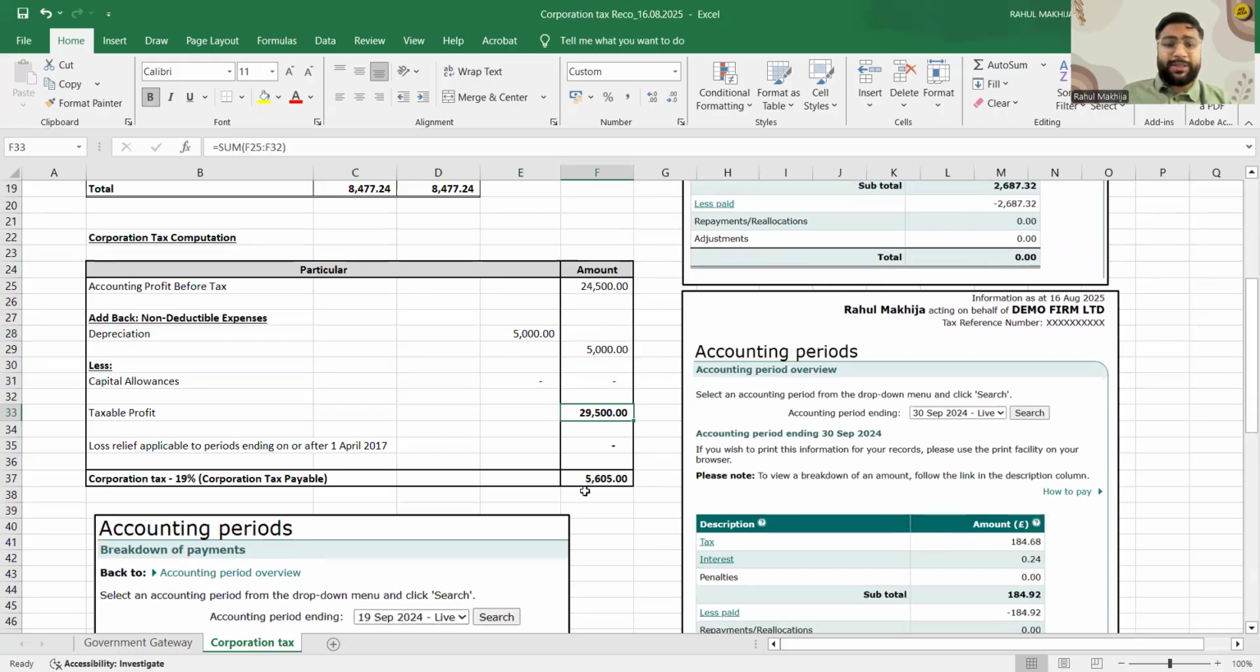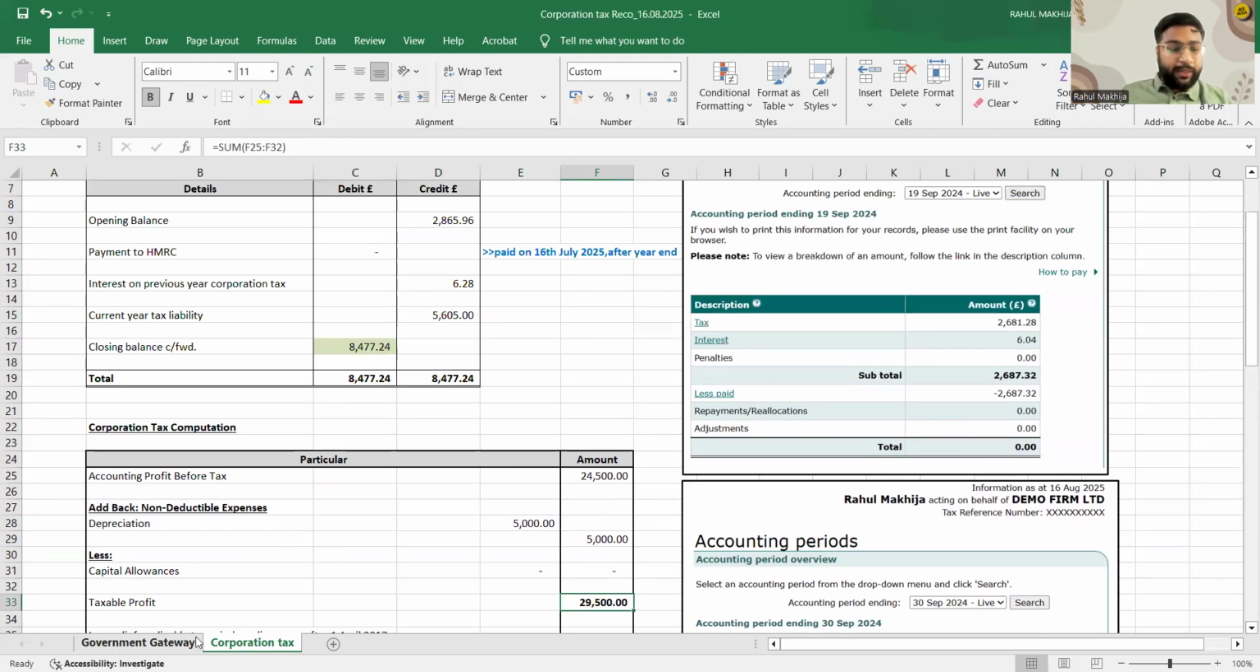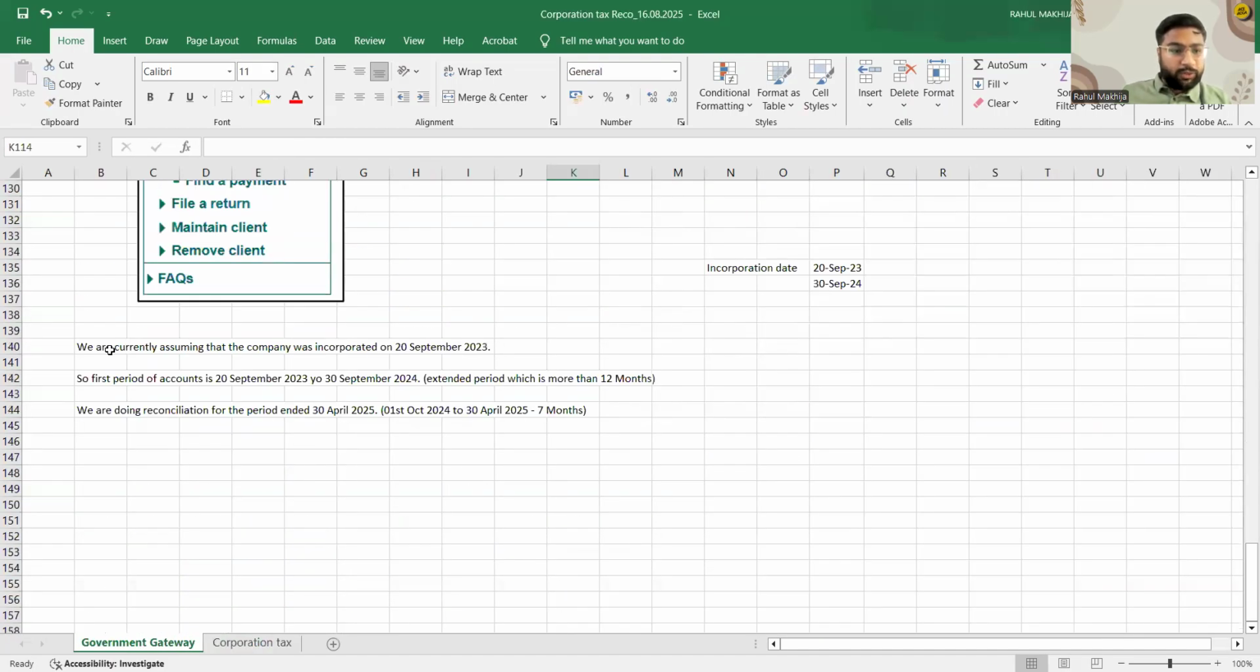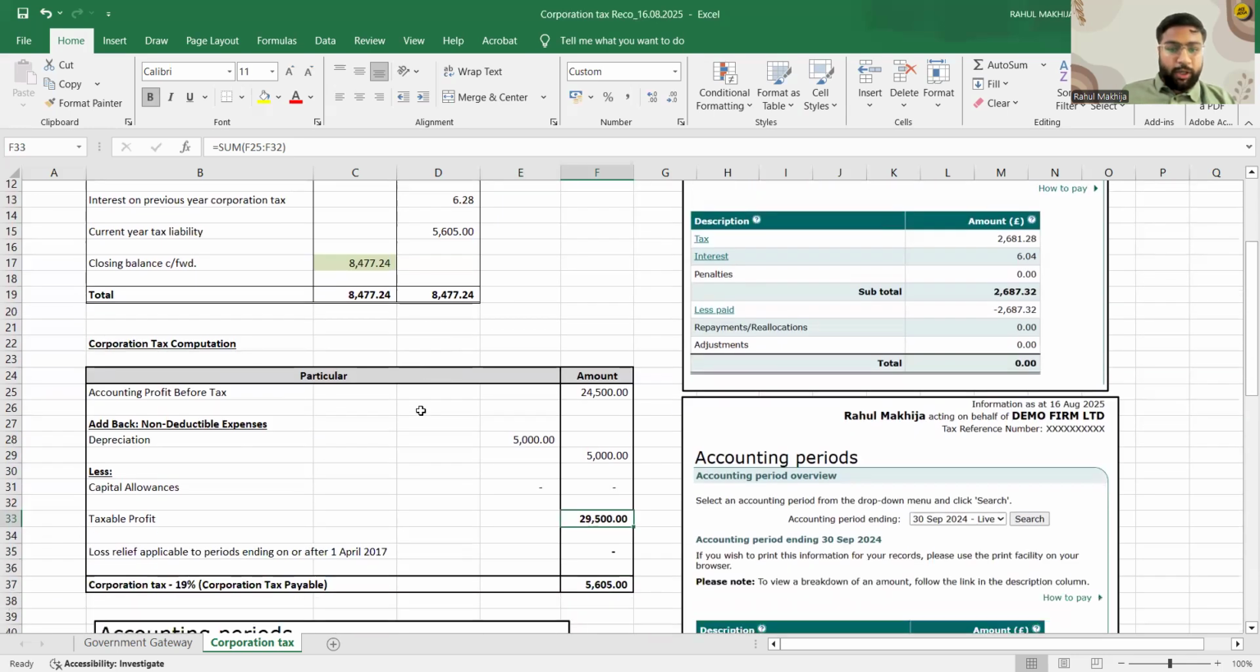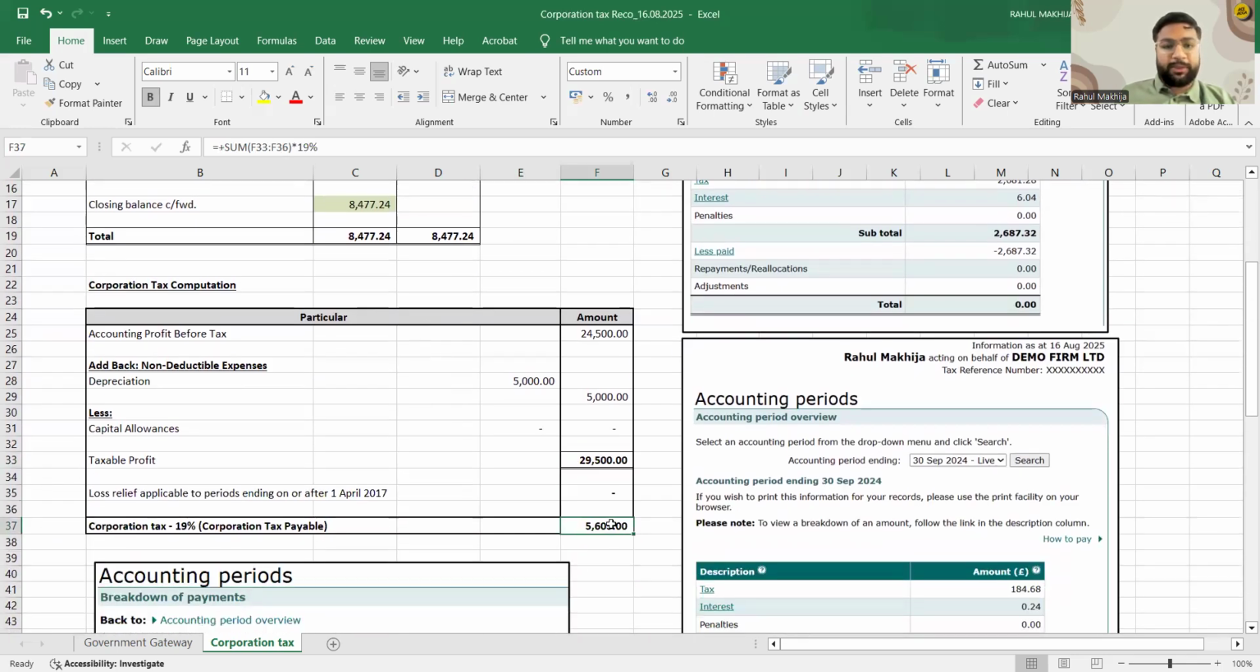There is no loss as it is a new company. We are assuming that the company was incorporated on 20th September 2023 only. So we do not have any prior year loss which we can set off in the current period. Okay. So what we did, we simply computed a corporation tax payable at just 19%. I'm not going deeper into the corporation tax slab rates or thresholds, as that is a very basic part, which you all guys know.